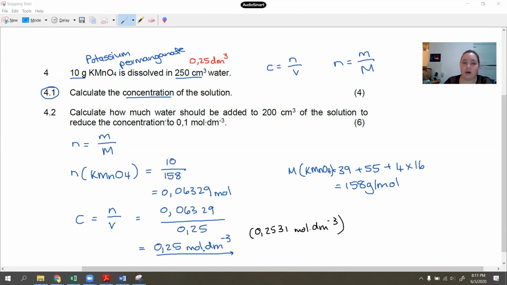Then the question asks, how much more water should be added to 200 centimeters cubed of this solution. So we're only adding water to a small portion of this. If we made 250 centimeters cubed of this, we're only going to take a little bit of it out and put it into another container, but it's only going to be 200 centimeters cubed. And they want to know how much more water must I add on top of this in order to change the concentration from 0.25 moles per decimeter cubed to 0.1 moles per decimeter cubed.